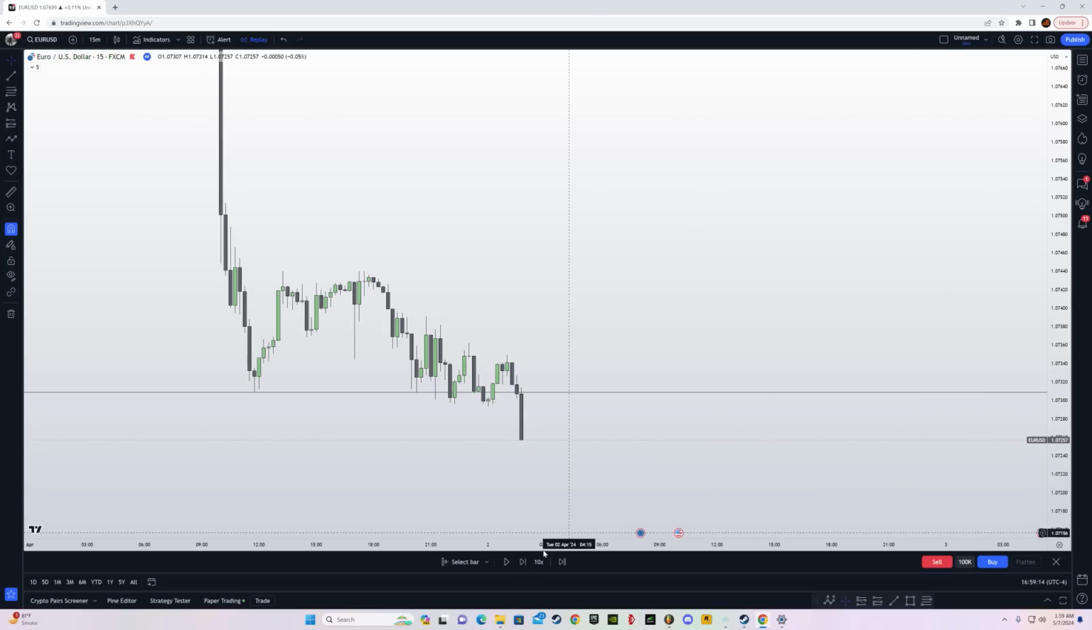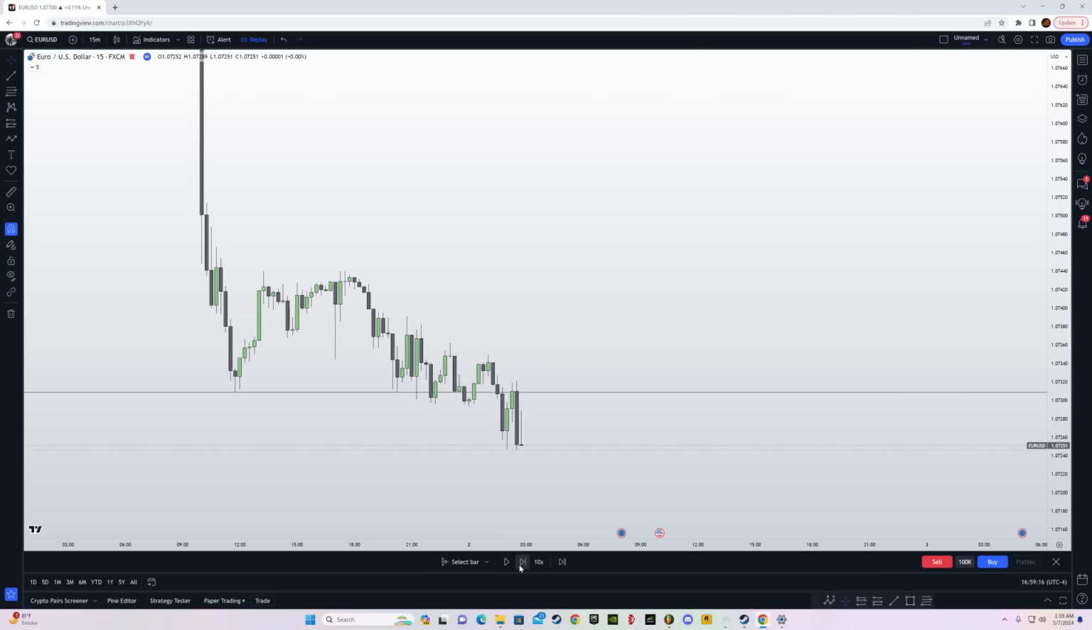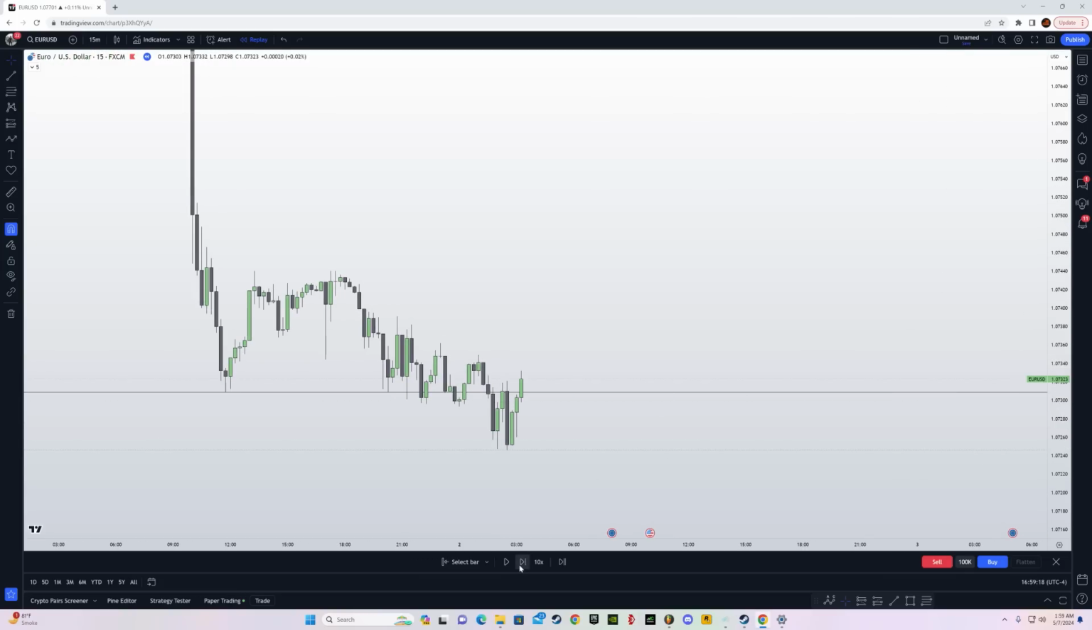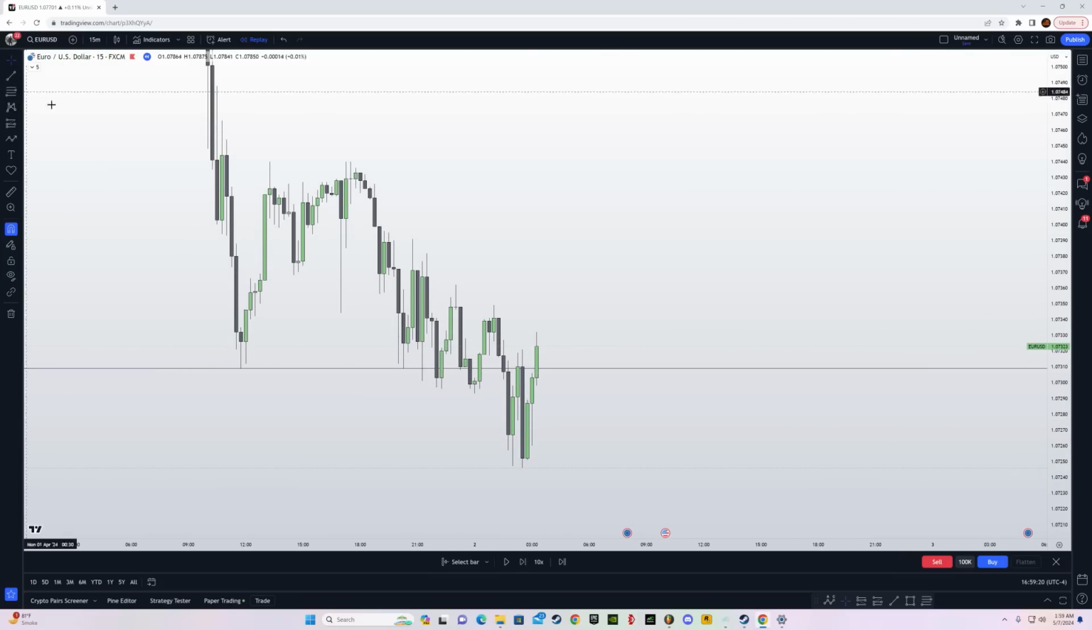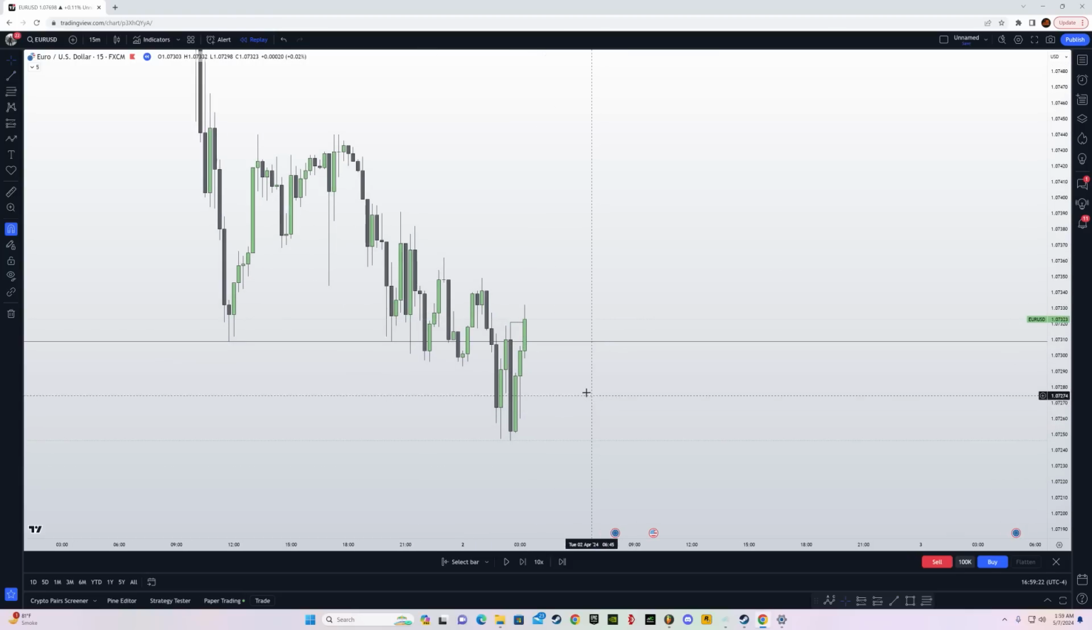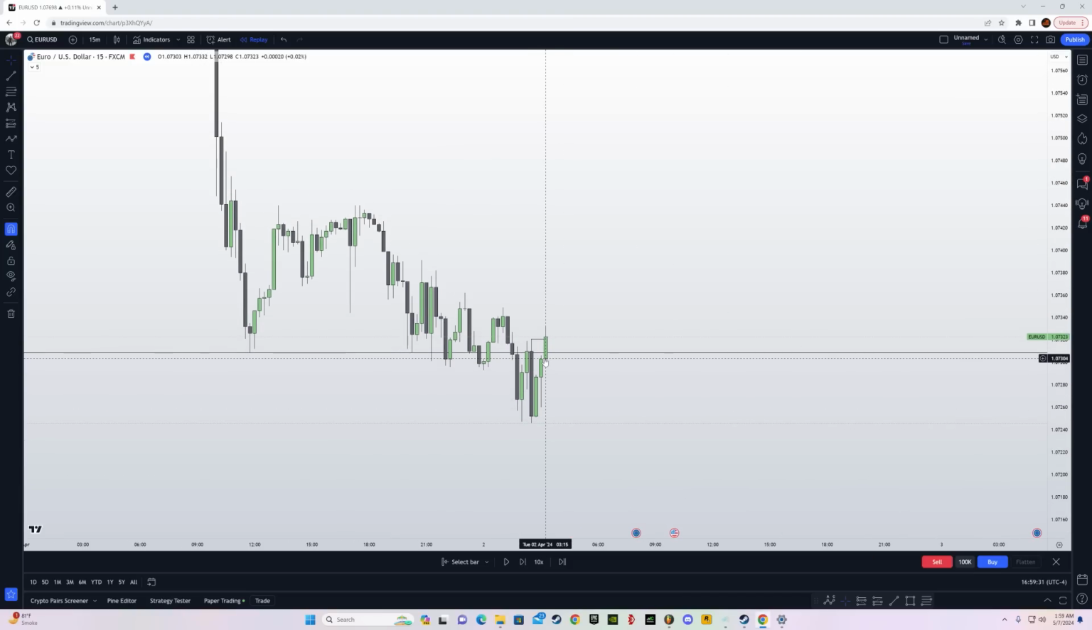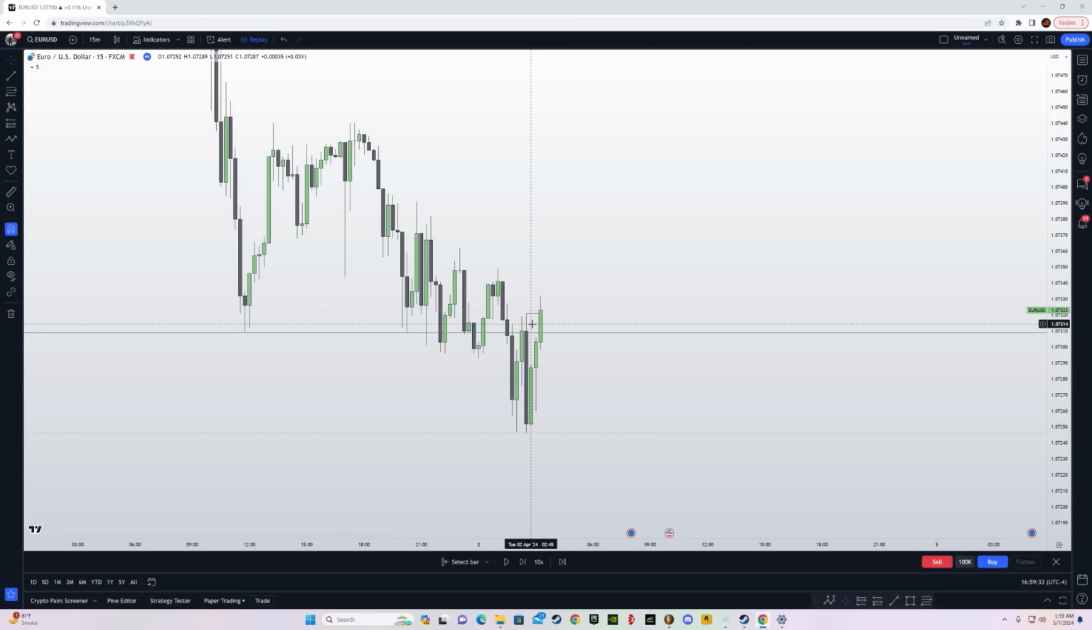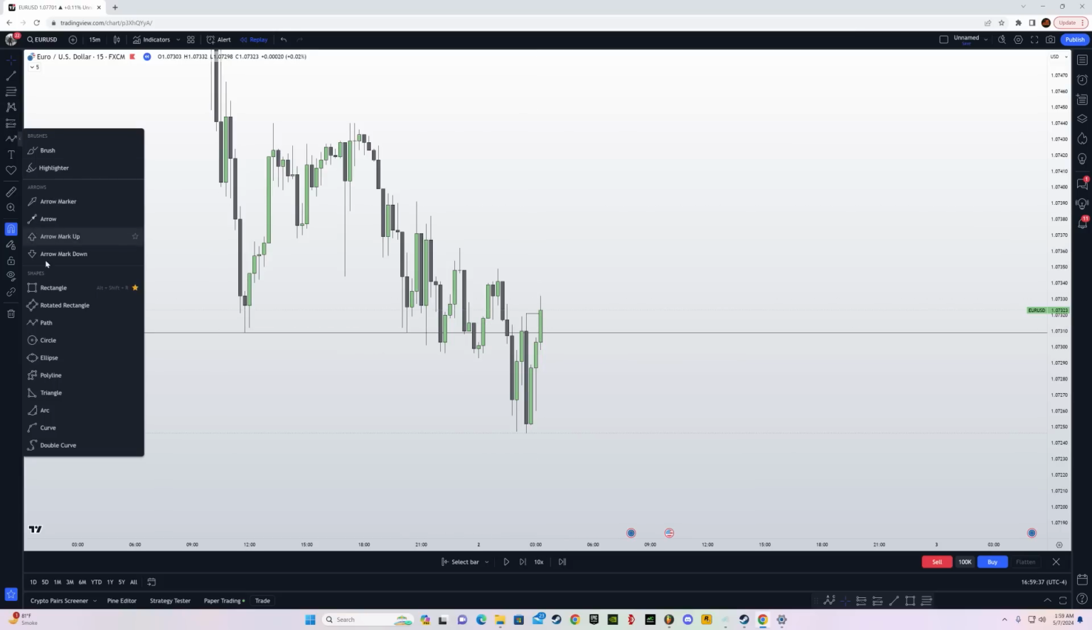Now what I'm looking for is a market structure shift with acceptance back into the range. And you can clearly see, what do we have here? We had a raid of this low, and afterwards we have a market structure shift and also acceptance back into the range. We are also in the kill zone hours, so that is perfect. We always want to trade during kill zone hours.